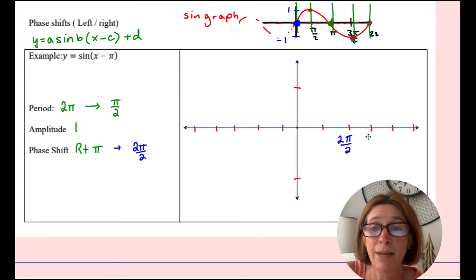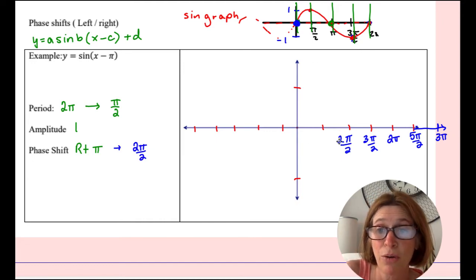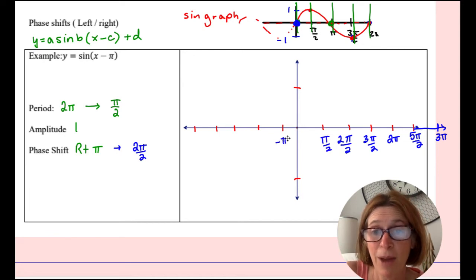So then this would be 3 pi over 2, 4 pi over 2, which is 2 pi, 5 pi over 2, and then I'm going to go a little bit, 6 pi over 2, which is 3 pi. Okay, now if I went in the other direction, I'd be going backwards, so I'd be going back pi over 2. So from pi, I'd be at pi over 2, back to 0, negative pi over 2, and then negative pi. And I could keep going, -3 pi over 2, -2 pi.